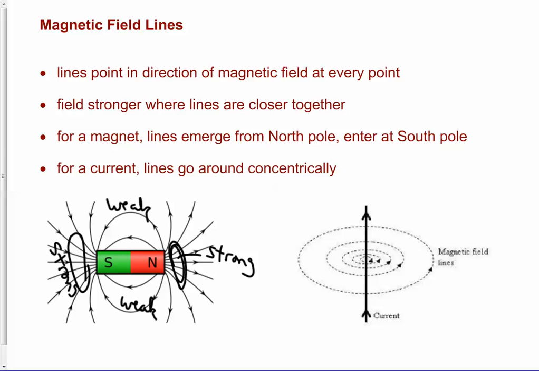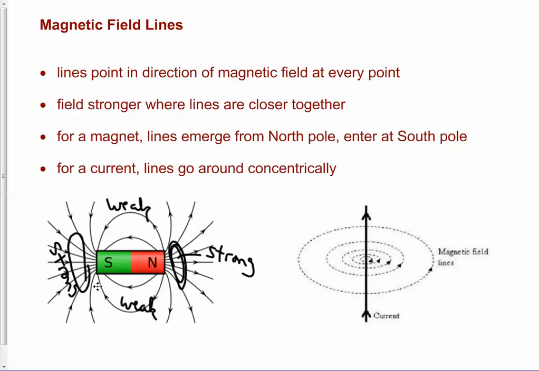We can draw diagrams and depict magnetic fields using magnetic field lines, which is a continuous line that goes in the direction of the magnetic field, and the strength of the magnetic field is indicated by how many lines in a particular area there are. So the more densely packed the lines are, the stronger the magnetic field.